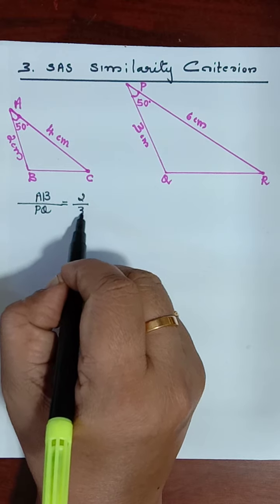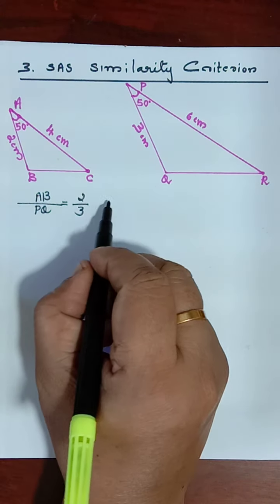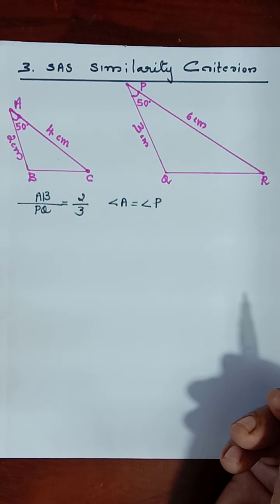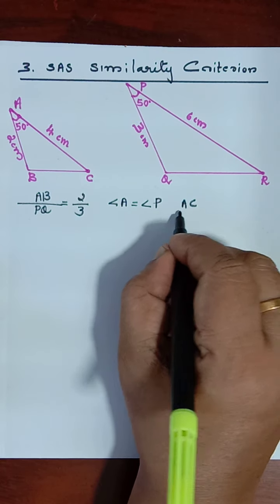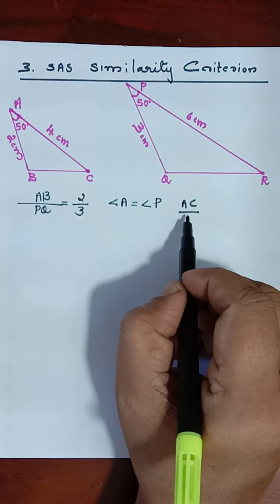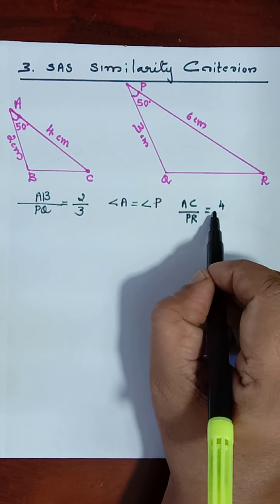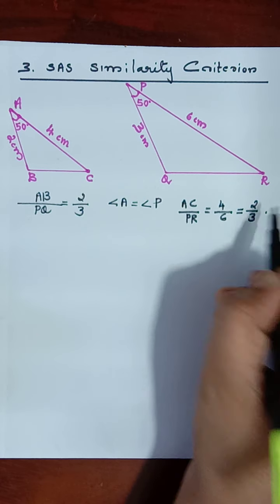AB is 2, PQ is 3. So we got it as AB by PQ is 2 by 3. Then we have angle A is equal to angle P. Now comes the second side, that is AC by, here the second side is PR. What is AC by PR? Substitute 4 by 6. When you simplify, you'll be getting it as 2 by 3.